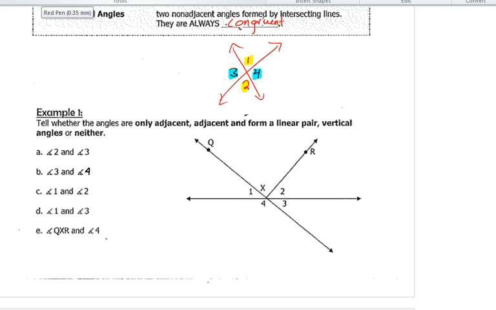So we have angle 2 and 3. They're right next to each other. Okay, so that's important. So they're for sure adjacent. Do they form a linear pair? No, there's not a straight line as their base. They're not vertical angles because they're next to each other, so they have to be just adjacent.